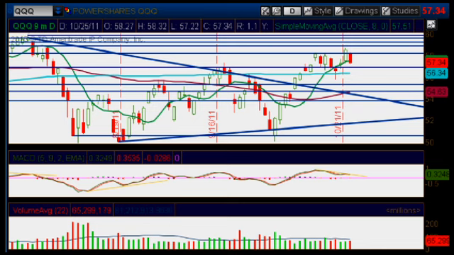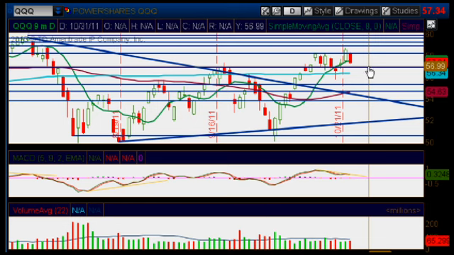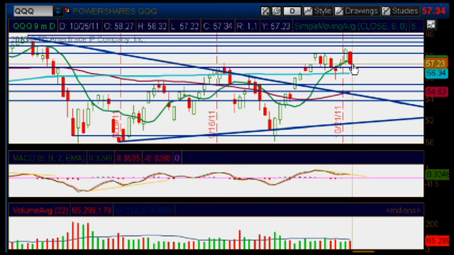It is Wednesday, October 25th of 2011, and we are looking at the Q's daily chart. And check this out. Look what happened here today. Another wild day on the markets today.